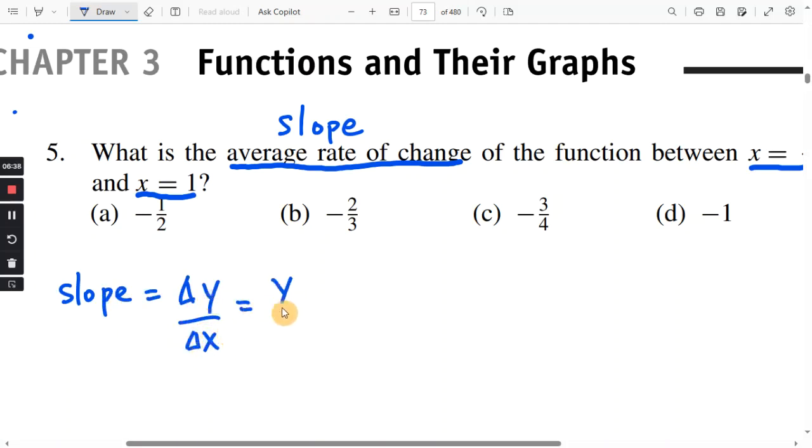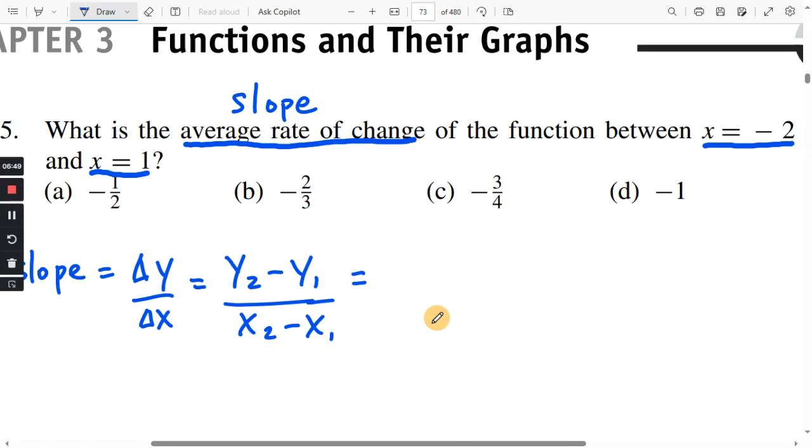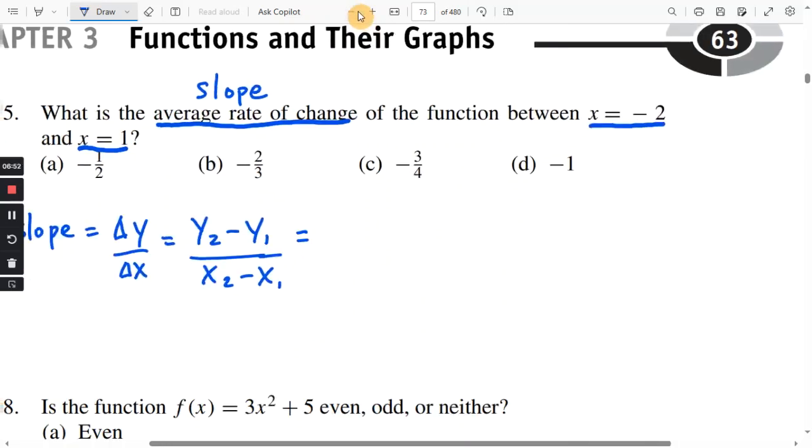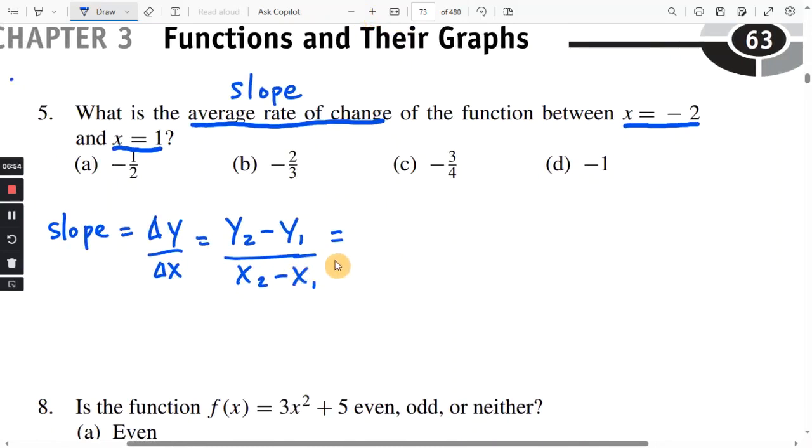So change in y is basically just y2 minus y1 divided by x2 minus x1. All right, the order you subtract doesn't matter so long as you do it in the same direction. I like to do the denominator first, and the x values are going to be -2 and +1. So I'm going to do -2 minus 1. Now, you could do it the other way if you want, as long as you do the y values going the same way.